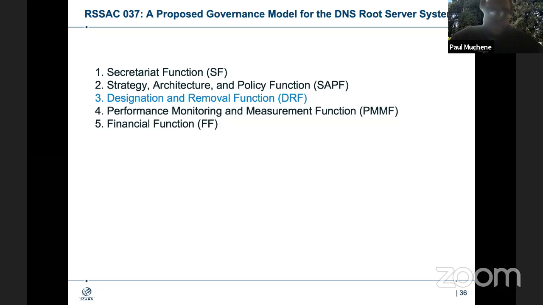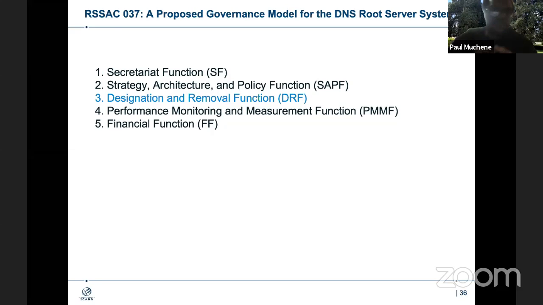There's also the performance monitoring and measurement function. This is entirely to collect metrics and measurements of the root server system, how it's performing and whether it's actually meeting the given thresholds. And it is through this function that a decision could be made by the designation and removal function on whether a given label or server or root server operator is actually meeting certain thresholds. Finally, there's a financial function that will deal with budgeting and finances.